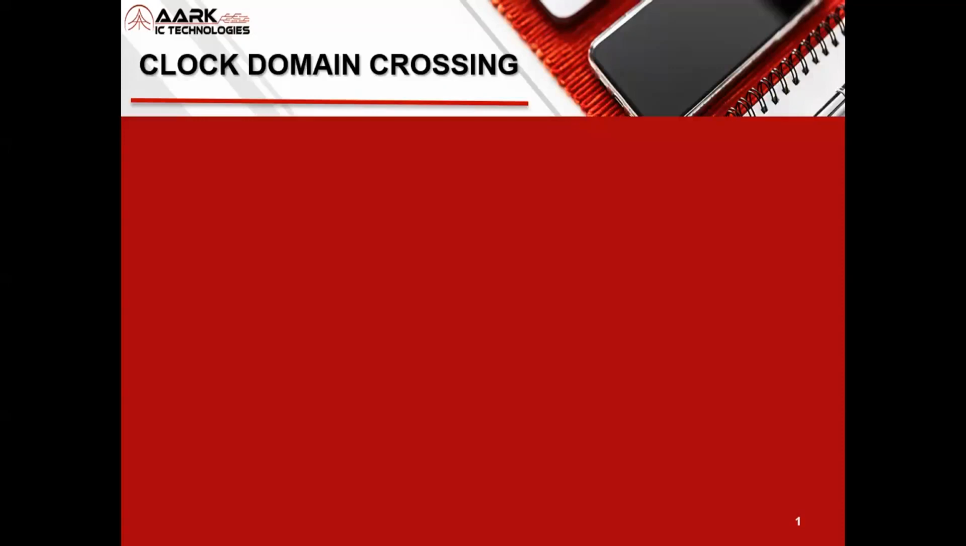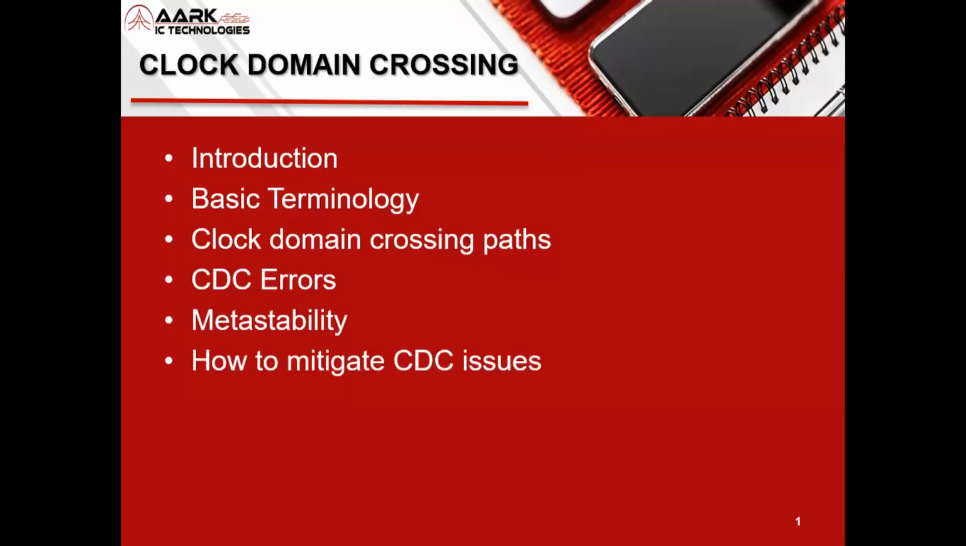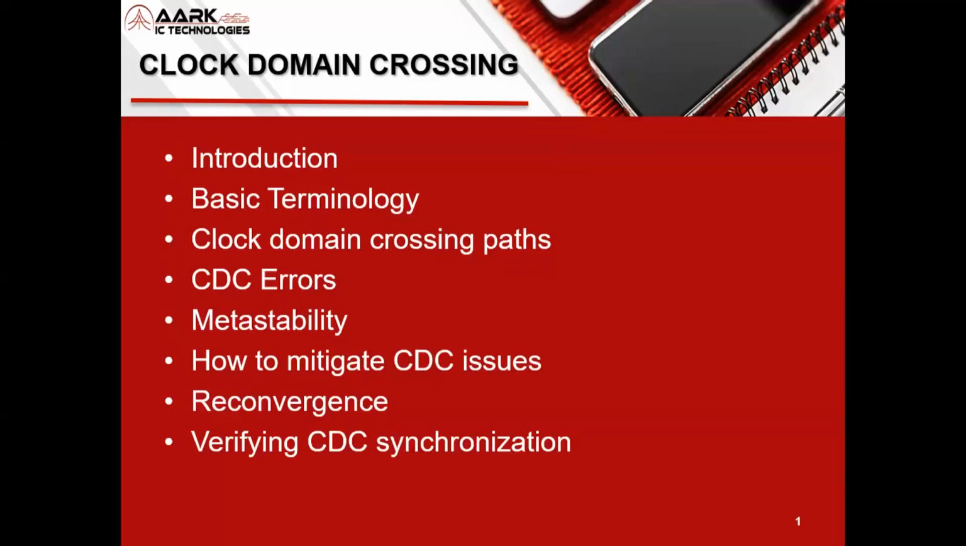In this session we are going to see the introduction to clock domain crossing, and understand the basic terminology: what a clock domain is, what the different types of clock domains are, and what the clock domain crossing paths are. Then we'll see the CDC errors, clock domain crossing errors. For all these things, the critical factor is metastability. We need to identify when these errors are going to come into the picture. We'll discuss that with the mean time between failures, and then how to mitigate these CDC issues. There are a few techniques to overcome this; reconvergence is one of the important factors, and verifying with CDC synchronization.